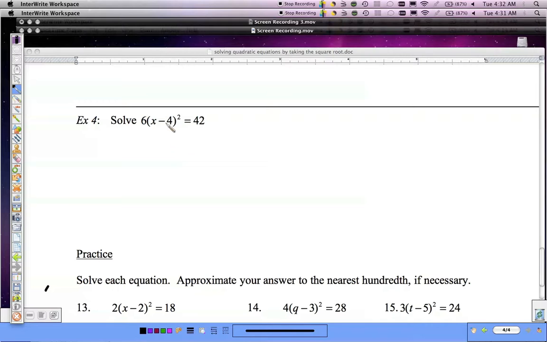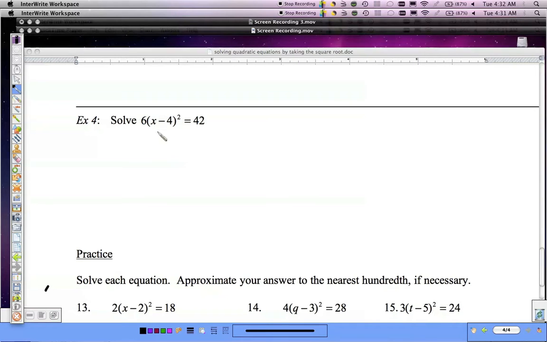But we're not going to look at it like that. We're going to just go ahead and solve this problem. We're not going to distribute this 6. We can't distribute the 6 because of the squaring on the outside. It makes it not valid to try to do that.